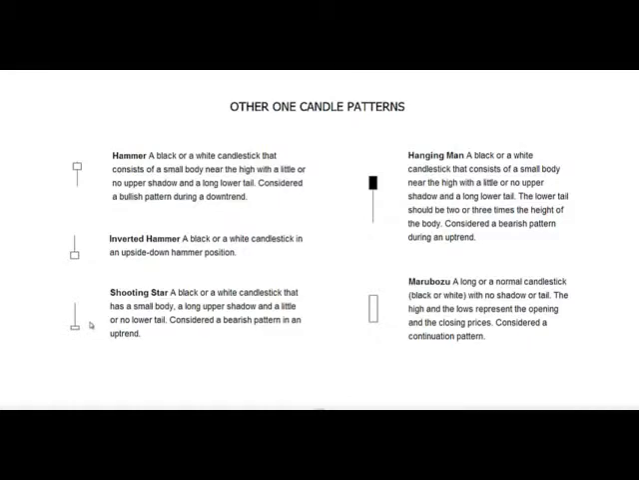So hammer, inverted hammer, shooting star, and most of the dojis are basically indicative of reversals. So the hanging man takes this concept a little bit further. It's a black or a white candlestick that consists of a small body near the high with little or no upper shadow with a long lower tail. So no upper wick and a long lower tail. And once again, this is basically a reversal pattern, but this is a much stronger reversal pattern considering the candle closed down, signifying that it's going to continue in that direction.